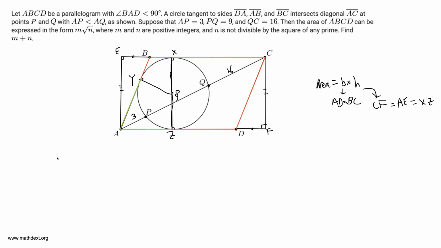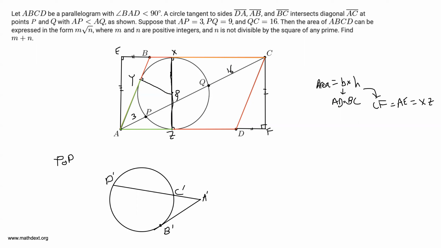What we're going to use is the power of a point theorem. I'm going to abbreviate it POP, which states that in any circle, if you have a point, and I draw this and I draw the tangent over here, then let's give these points names. We're going to call them A prime, B prime, C prime, and D prime. Power of a point theorem states that A prime C prime times A prime D prime is equal to A prime B prime squared. And that's exactly what we're going to use.